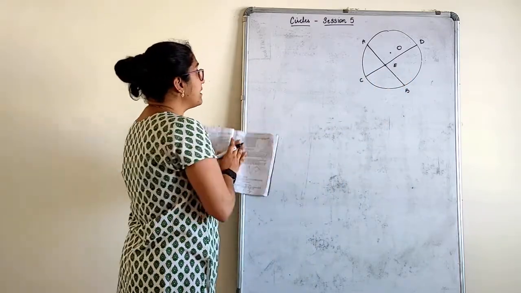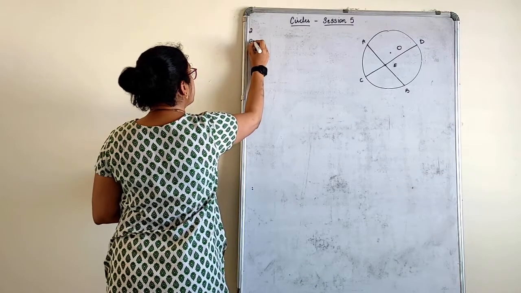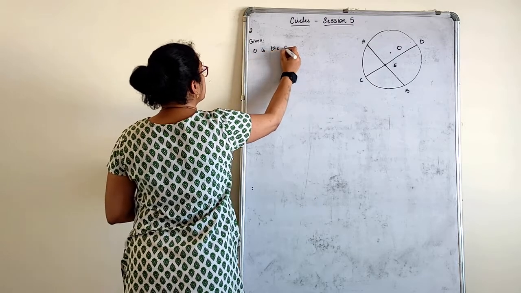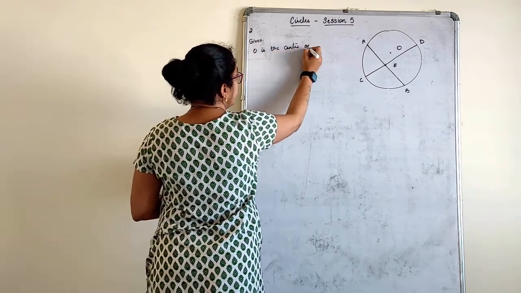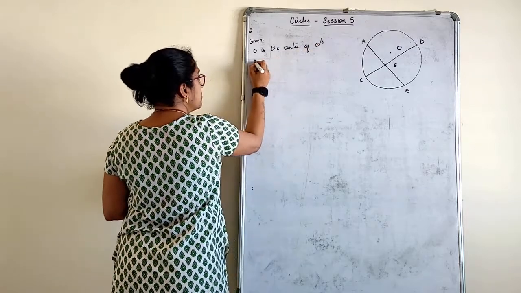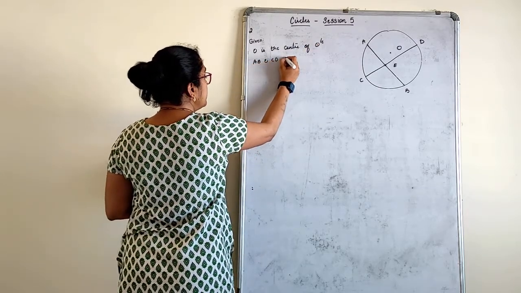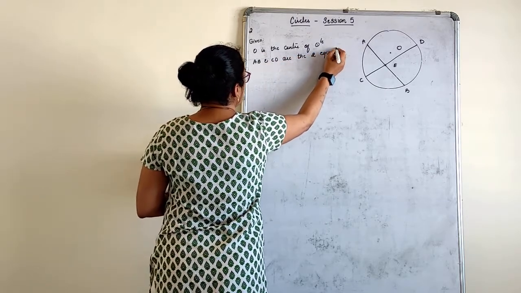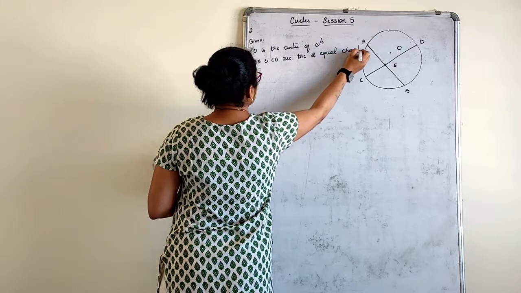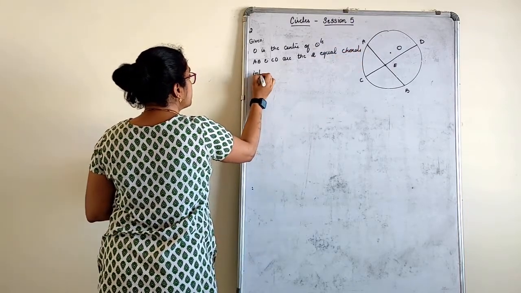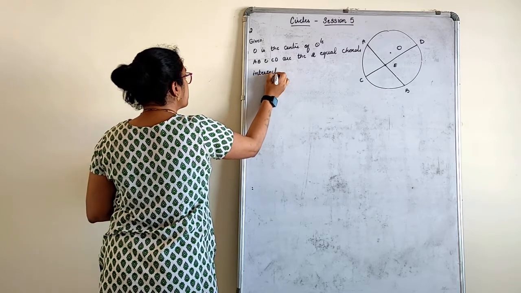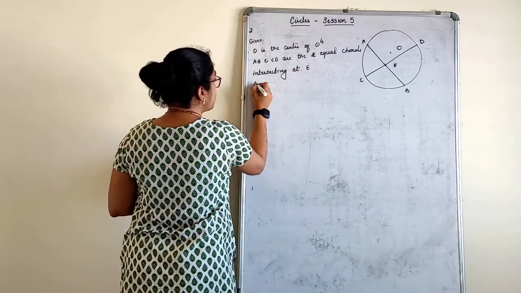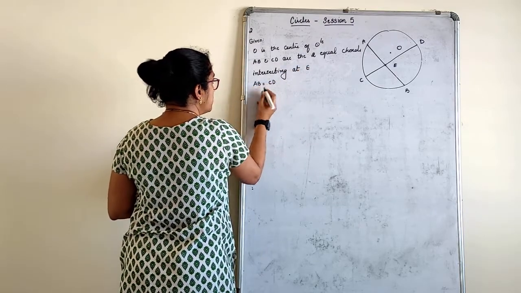Okay, let's first write as it is given. Given: O is the center of circle. AB and CD are the two equal chords intersecting at E. I will just write here AB is equal to CD.